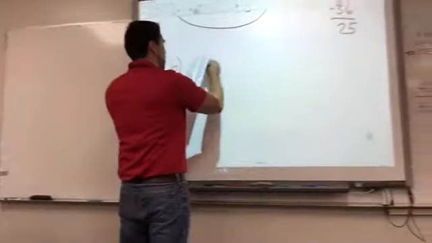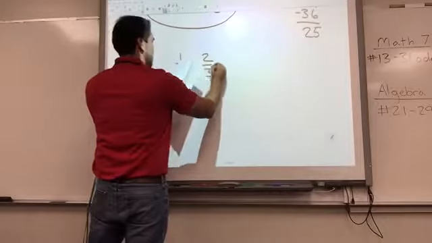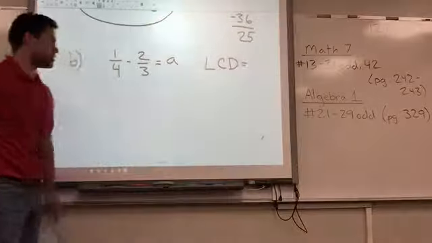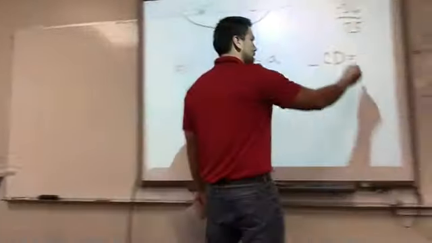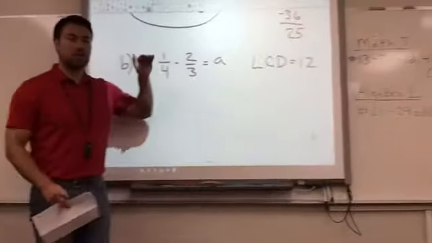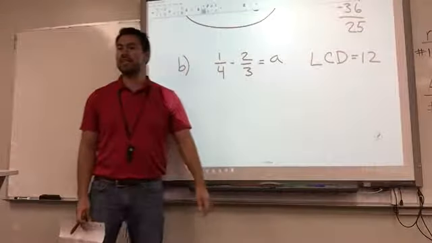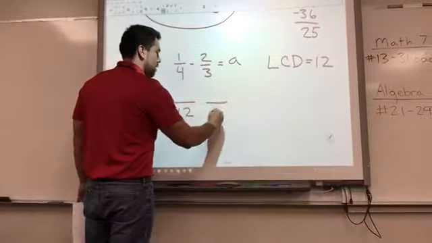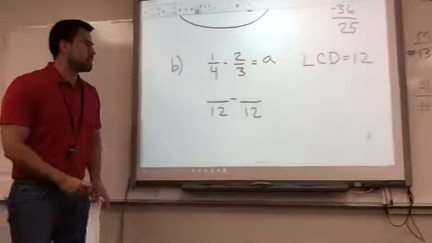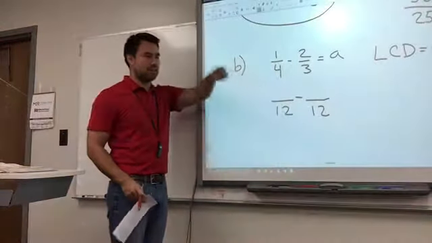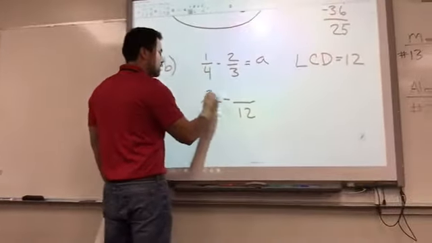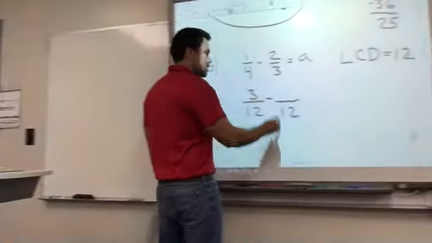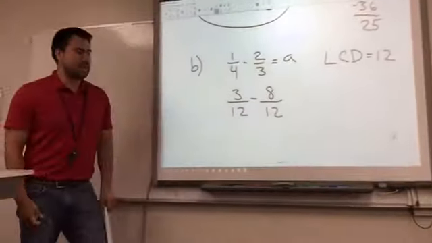All right, so you have 1/4 minus 2/3 equals A. What is the LCD of these two fractions? 12. That's the least common denominator. So that means that 12 is the smallest number that 4 and 3 fit into or divide into. All right, so I want to make both the denominators 12, and I need to remember it's subtraction. So what did I multiply 1/4 by to get a denominator of 12? So I get 3/12. And what did I multiply 2/3 by to get a denominator of 12? So I get 8/12.